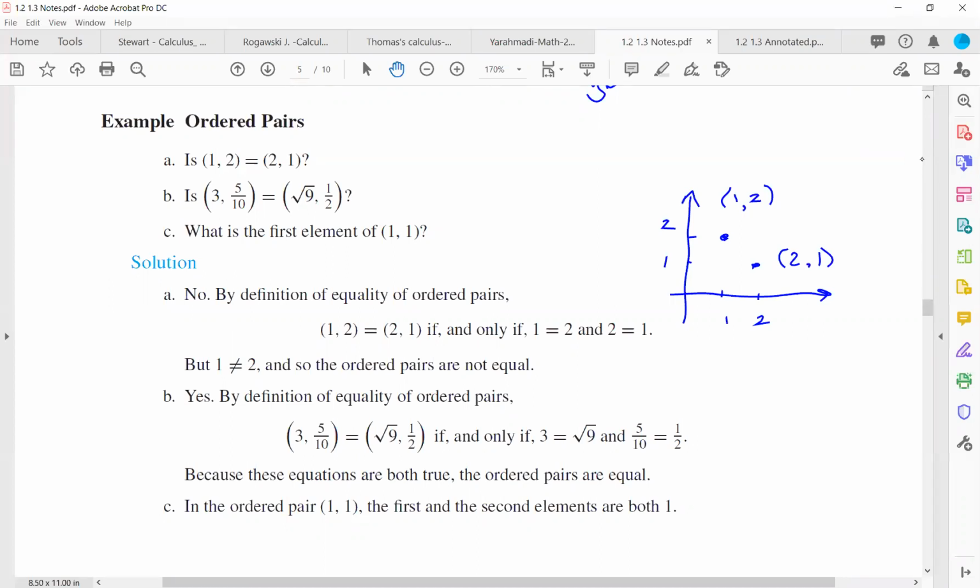B, the answer to B is yes, they are the same. If you simplify square root of 9, it is equal to 3. If you simplify the fraction, 5 over 10 is going to be a half. So first coordinates are the same, second coordinates are the same. It means that we have the exact same point. And finally, the first coordinate and second coordinate in the point (1, 1) are the same, and they are both 1.